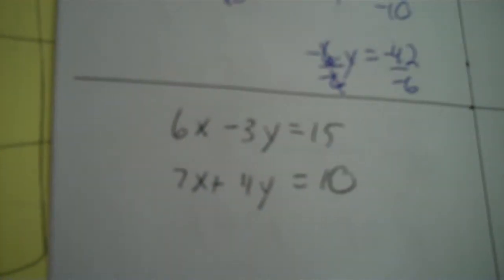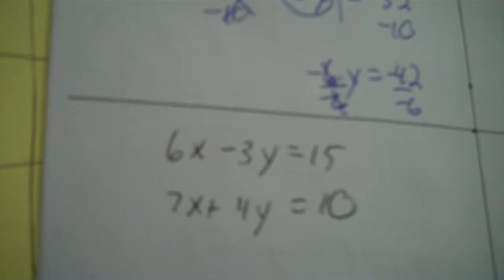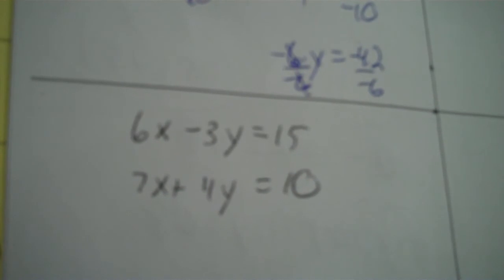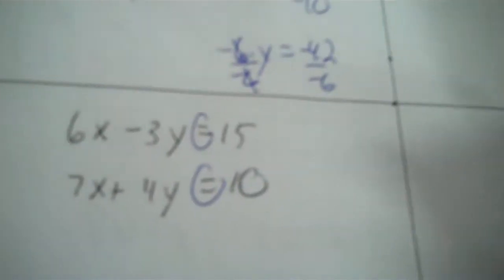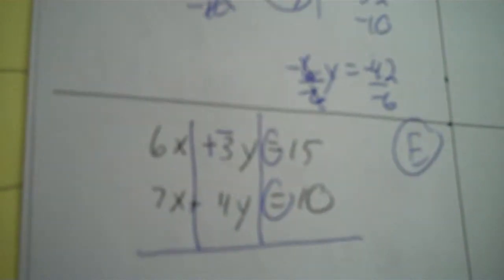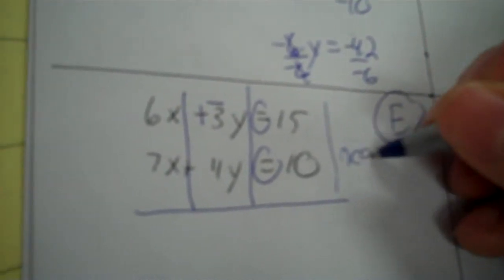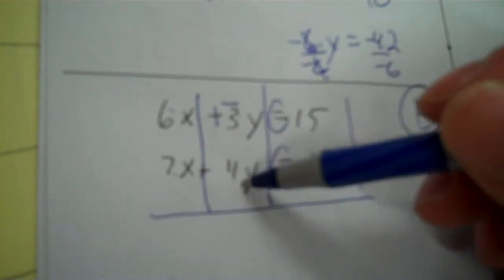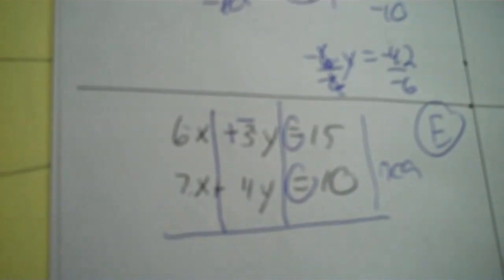Okay, last problem. 6x minus 3y equals 15, and then we have 7x plus 4y equals 10. So again, we do not have a letter by itself. We have to use the elimination method. Remember, this is a negative 3y. Well, those don't add to 0, and neither do those. Those aren't the same, those aren't the same, so you can't just change the signs, you have to multiply.